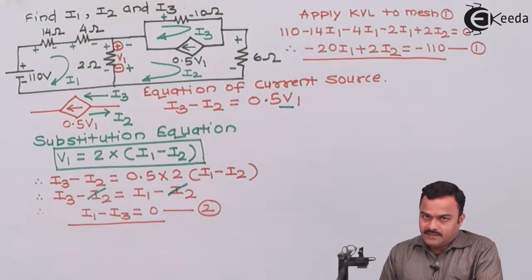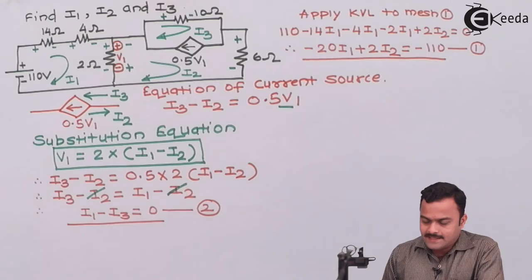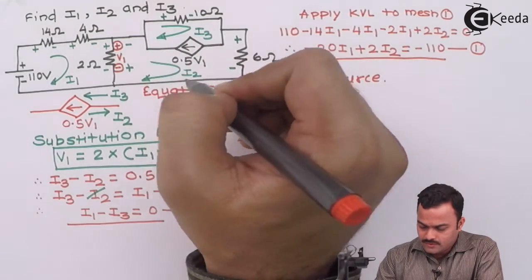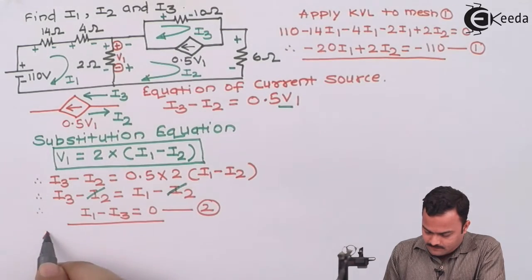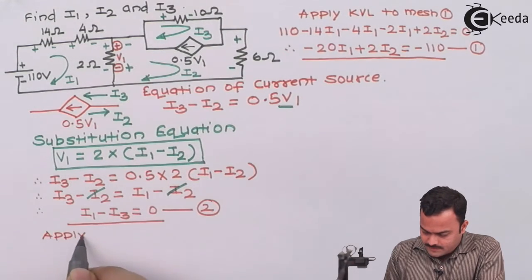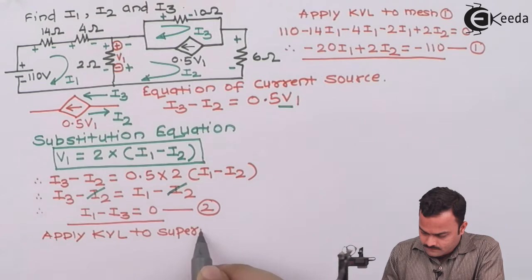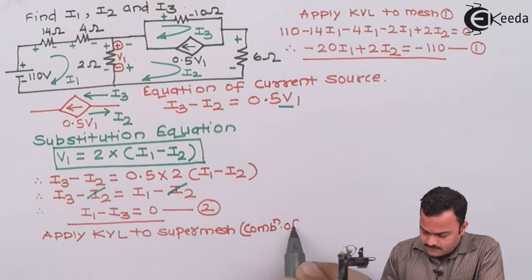To solve a problem we need 3 equations. Right now we got 2, and the third equation we will get by applying mesh analysis to the super mesh which is formed because of mesh 2 and 3. So let's apply KVL to the super mesh, and that is formed by taking a combination of mesh 2 and mesh 3.